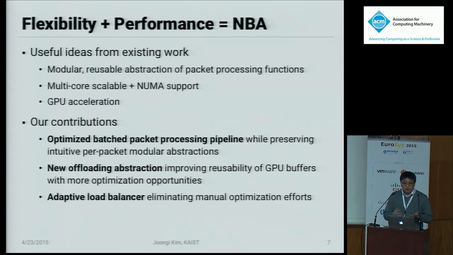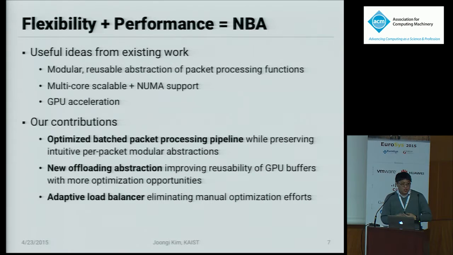This is where NBA comes in. It optimizes a fully batched packet processing pipeline, but still preserves Click's intuitive per-packet abstraction. Then it provides a new offloading abstraction that improves reusability of GPU buffers and brings more optimization opportunities. Last, NBA offers a simple adaptive load balancer that maximizes throughput with any combination of workloads and thus eliminates the optimization efforts.